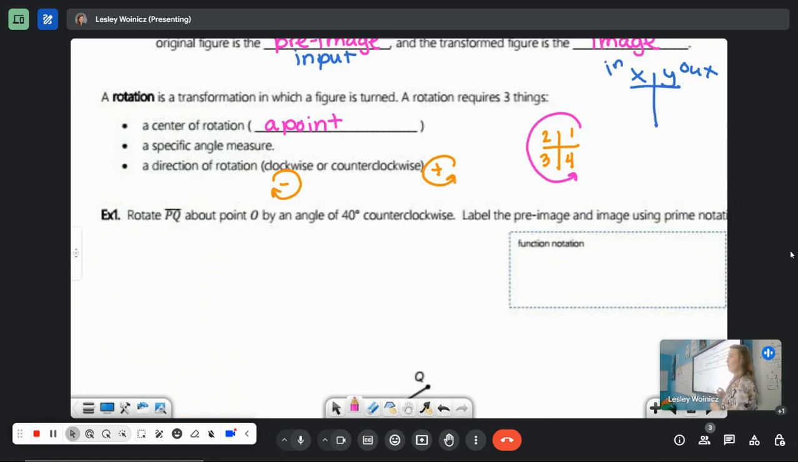And you will learn more about that when you get into pre-calc, when you start doing stuff with the unit circle. So, yay, more on that to come.